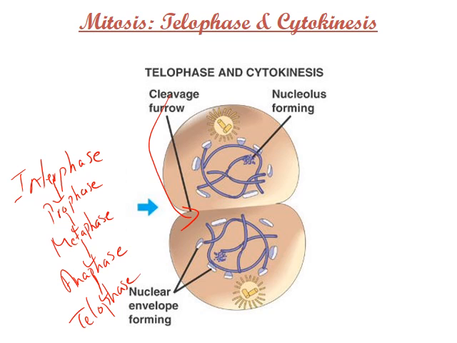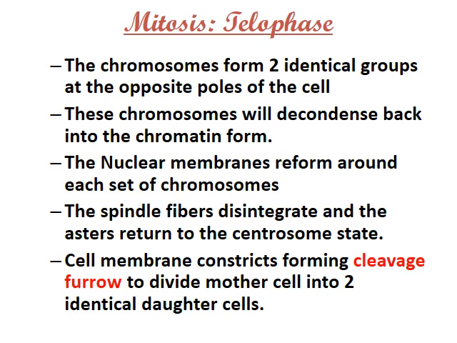The cell starts to constrict, the nucleolus forms, the centrosome appears, the chromatin forms, and the nuclear membrane starts to form again. So the chromosomes form two identical groups at the opposite poles of the cell. The chromosomes will decondense. At interphase they condense to form the chromosomes; here they decondense to form the chromatin. The nuclear membranes reform around each group, the spindle fibers disintegrate, and the asters return to the centrosome state. The cell membrane constricts, forming what's known as the cleavage furrow.